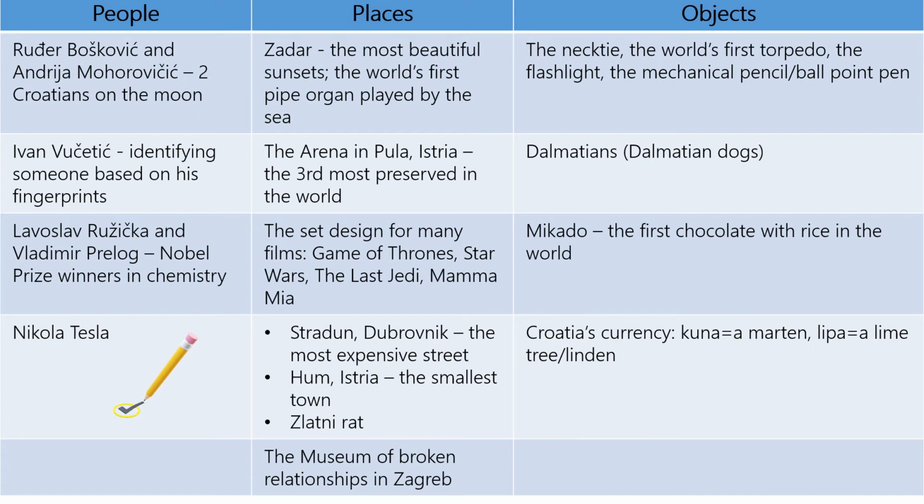The objects are the necktie, the world's first torpedo, the flashlight, the mechanical pencil or the ballpoint pen, Dalmatians or Dalmatian dogs, Mikado, the first chocolate with rice in the world, and Croatia's currency. Kuna means a marten in English and lipa means a lime tree or linden in English. Great job!